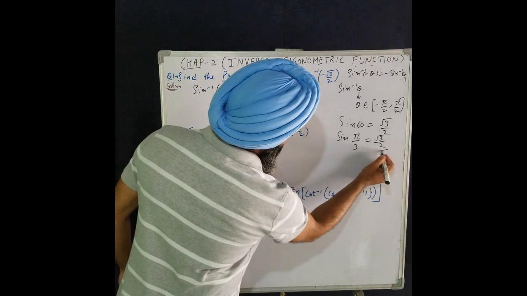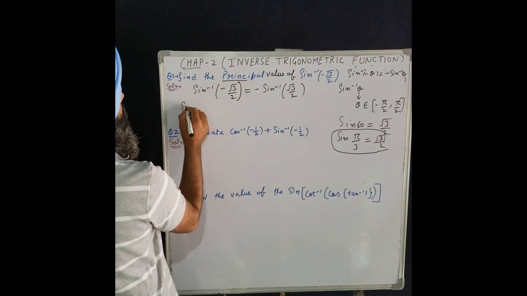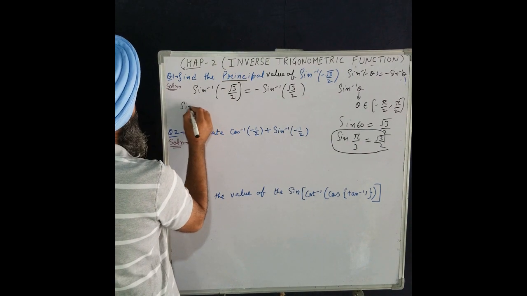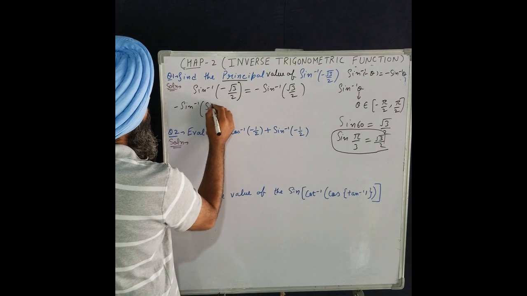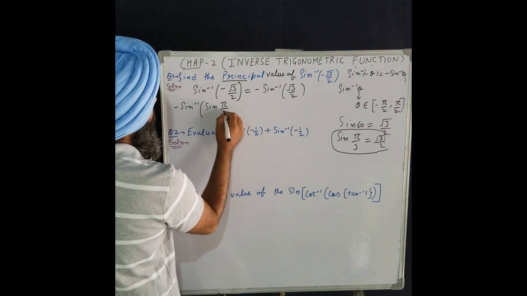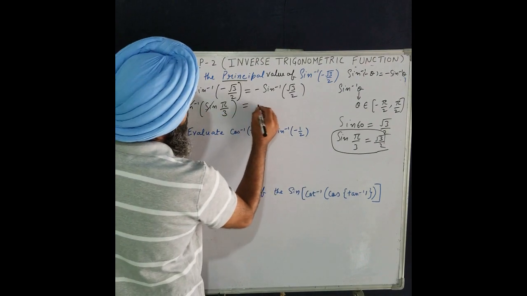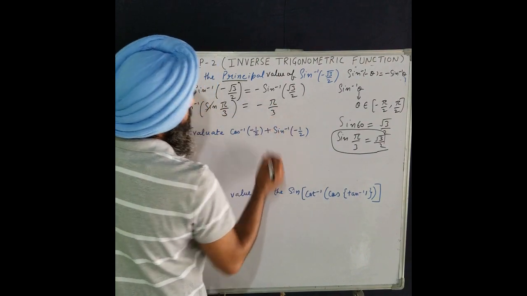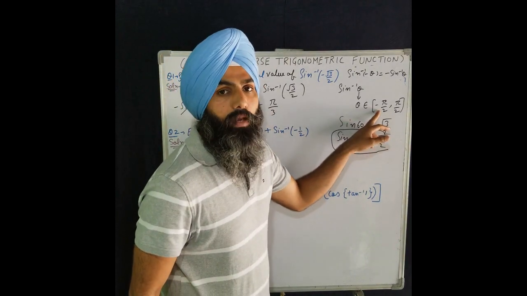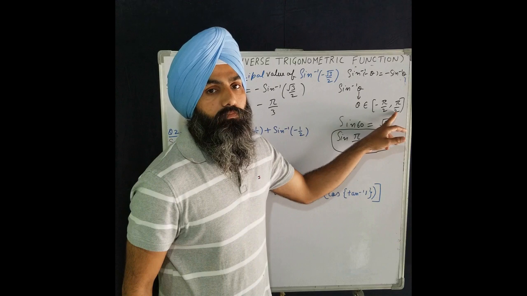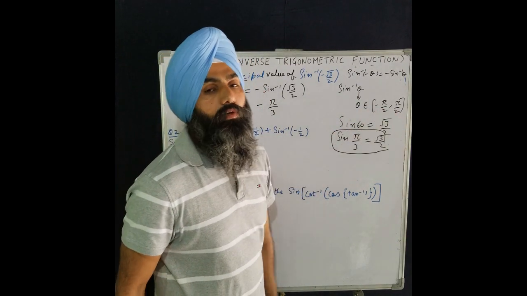Now substitute the value of under root 3 by 2: minus sine inverse of sine pi by 3. Sine and sine inverse cancel out, beta. The value comes out to be minus pi by 3. Now you may check that this value lies in between minus pi by 2 and pi by 2. It is necessary to check that this value lies in this interval, otherwise your answer is wrong.